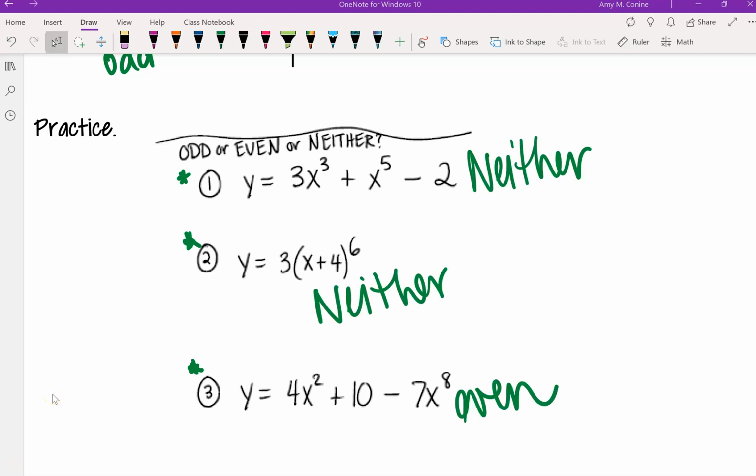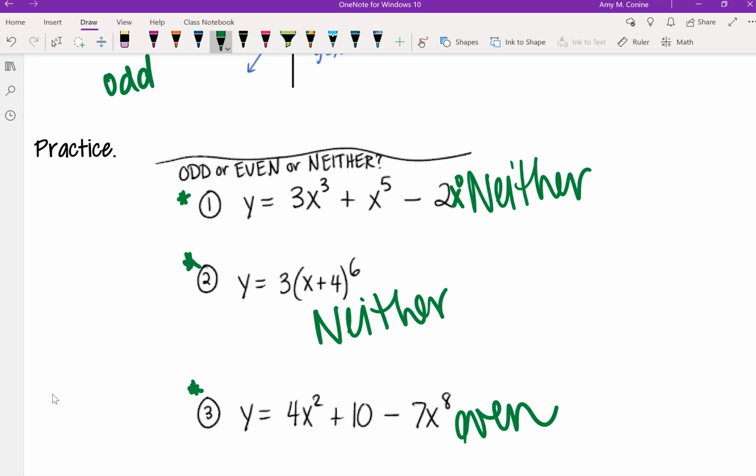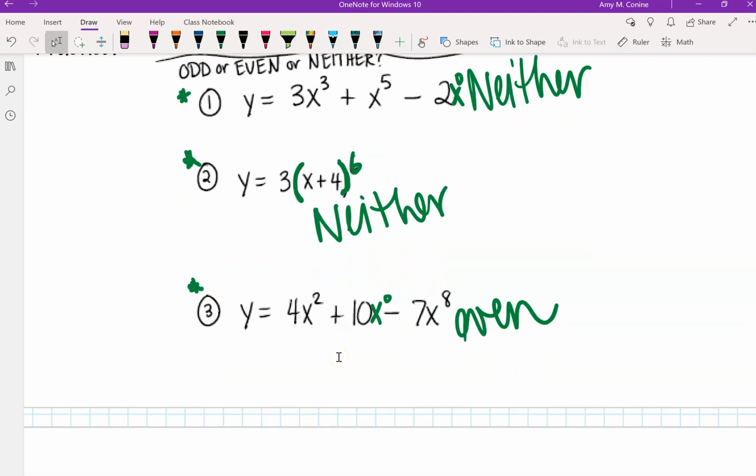All right, so these are the answers I got. Neither, neither, and even. So none of these were odd, okay? The reason that 1 and 2 are neither is because you have a mixture of even and odd. If you expanded and FOILed this group out, you would have a mixture of even and odd numbers. And for number 3, remember x to the 0 is an even number, so you would get an even function there. So we're going to stop the video there.